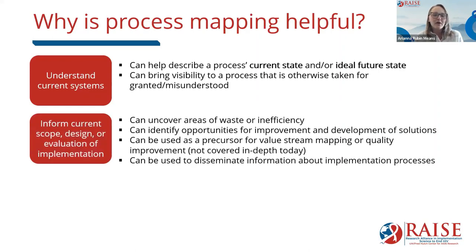Process maps can inform the current scope, design, or evaluation of an implementation process. So that means that they can do things like uncover areas of inefficiency. They can identify opportunities for improvement, like in the example I just showed. They can be used as a precursor for value stream mapping or quality improvement, which I'll briefly talk about later, but it's not the focus of what we're talking about today. And they can be used to disseminate information about implementation processes, like I just mentioned, to community partners or to funders.